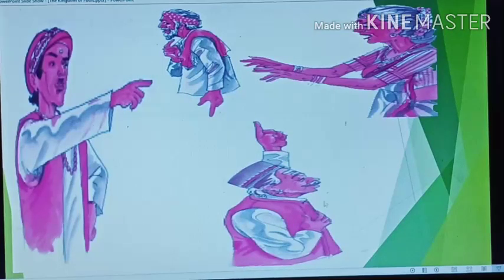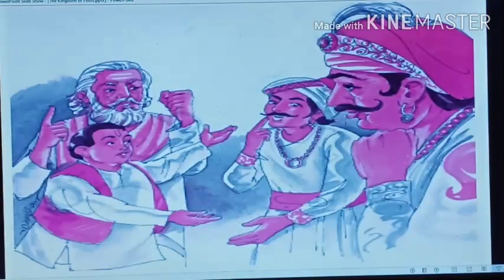You can see the picture over here, the king, the old man, the girl who had become old now. You can see all this picture. So you can see the picture here.